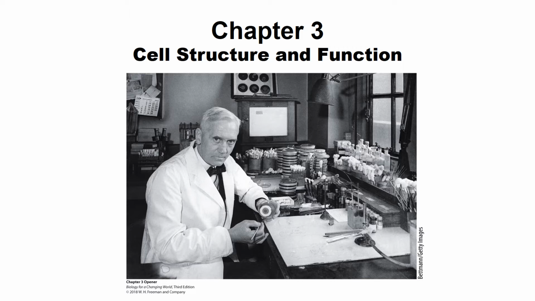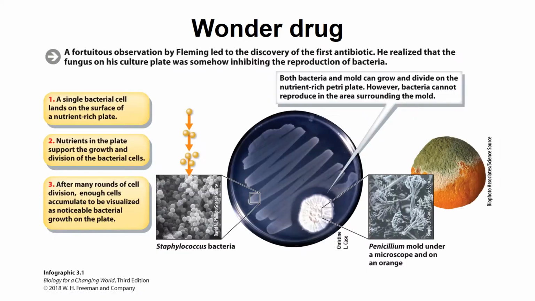Specifically, we're also going to be talking about Dr. Alexander Fleming. So Dr. Alexander Fleming was the first person to actually use an antibiotic, in this case penicillin, to treat bacterial infections. All right, so let's talk a little bit about how penicillin was discovered.